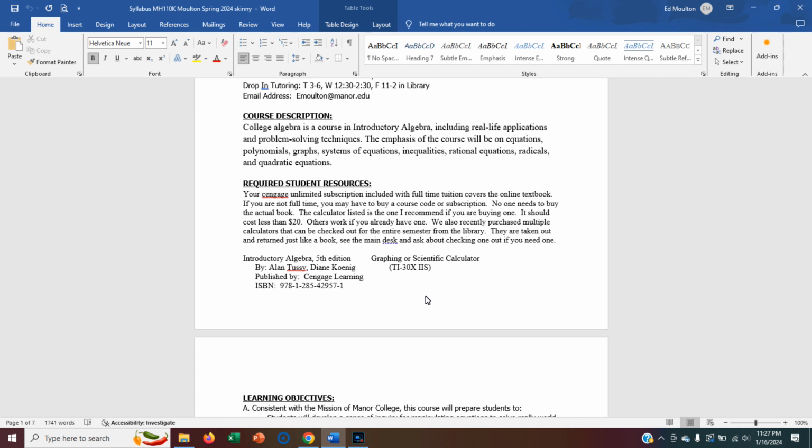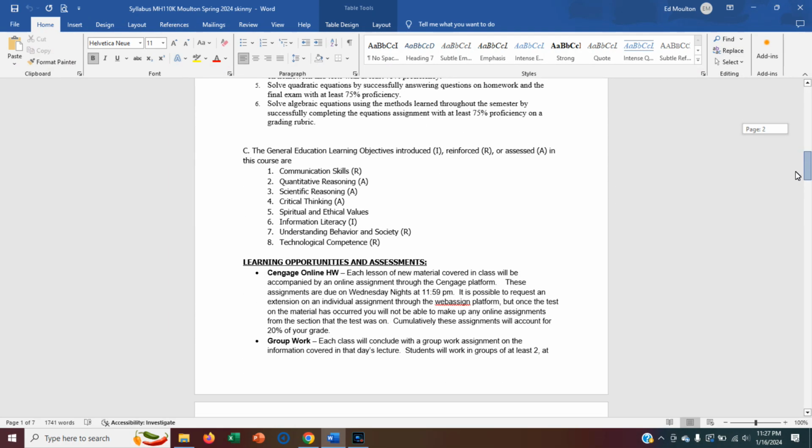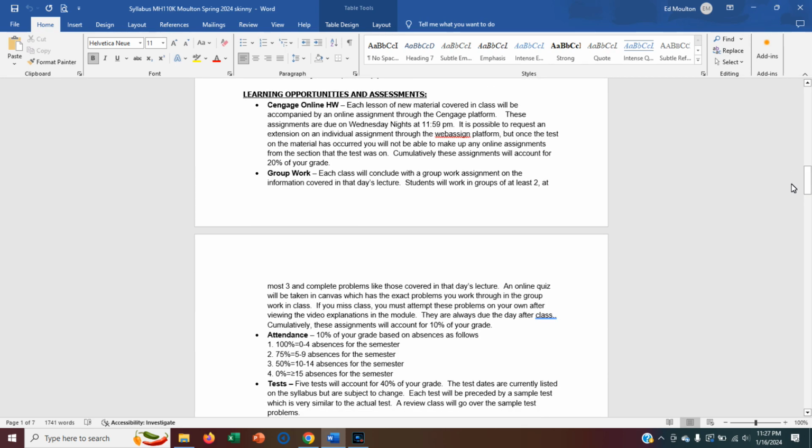I also listed the book here, but you don't need to buy the book. You get a version of the ebook with the class, so you can always click and see the actual pages. If somebody likes to have a book, you can order them at a discount through Cengage, but I don't recommend it. I don't think you need a textbook. Skipping through these learning objectives down to how you'll be assessed, I should say.